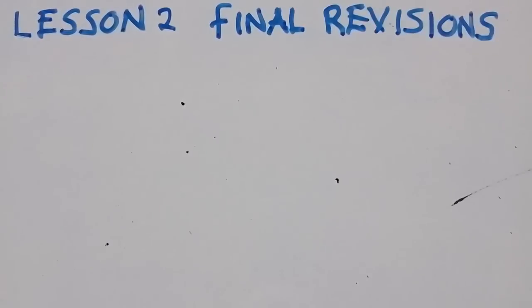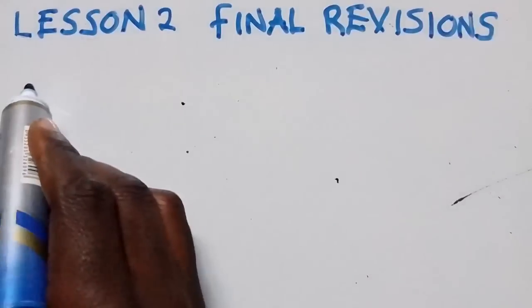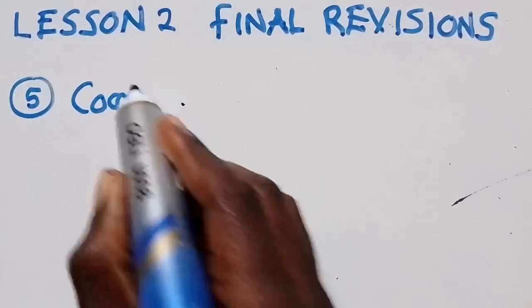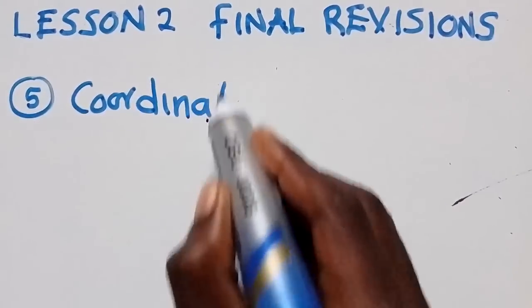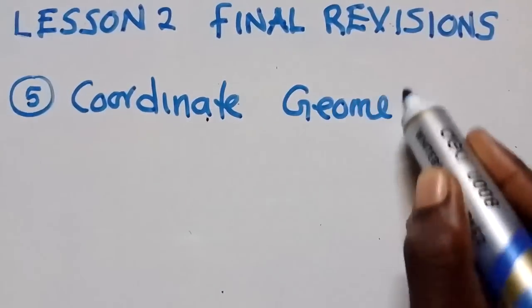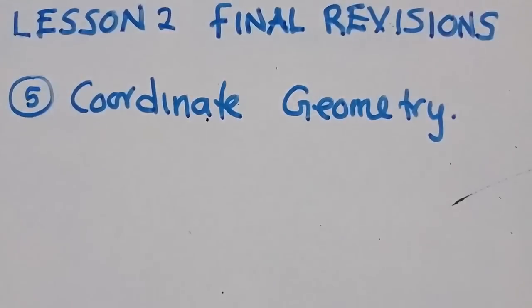So these are final revisions. Lesson 2. In lesson 1 we ended on topic number 4, so we are going to continue with topic number 5 in our lesson 2. We are doing as many questions as possible so that we equip ourselves for the exams. This is our next topic, topic 5, which falls under coordinate geometry.